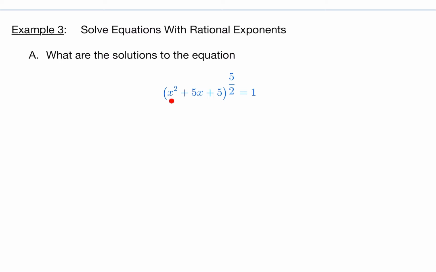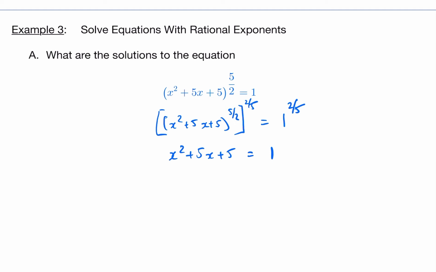Here we have x squared plus 5x plus 5 raised to the 5 halves power, and that is set equal to 1. Okay, so what are we going to do here? First, we're going to take x squared plus 5x plus 5, raised to the 5 halves power, and raise this whole thing to the 2/5 power, and do the same thing to the other side, also raised to the 2/5 power. When we do, this comes out to x squared plus 5x plus 5 is equal to 1.